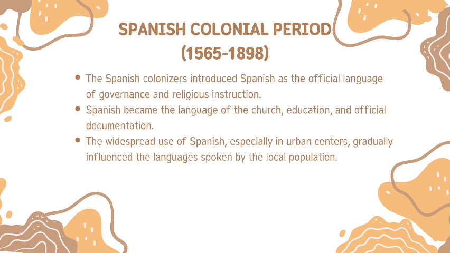Moving on to the Spanish colonial period, the arrival of the Spanish in 1567 brought about a significant shift in the linguistic landscape. Spanish was also introduced as the official language of governance, religion, and also education. Aside from that, this also led to the widespread use of Spanish, particularly in urban centers, gradually influencing the languages spoken by the local population.